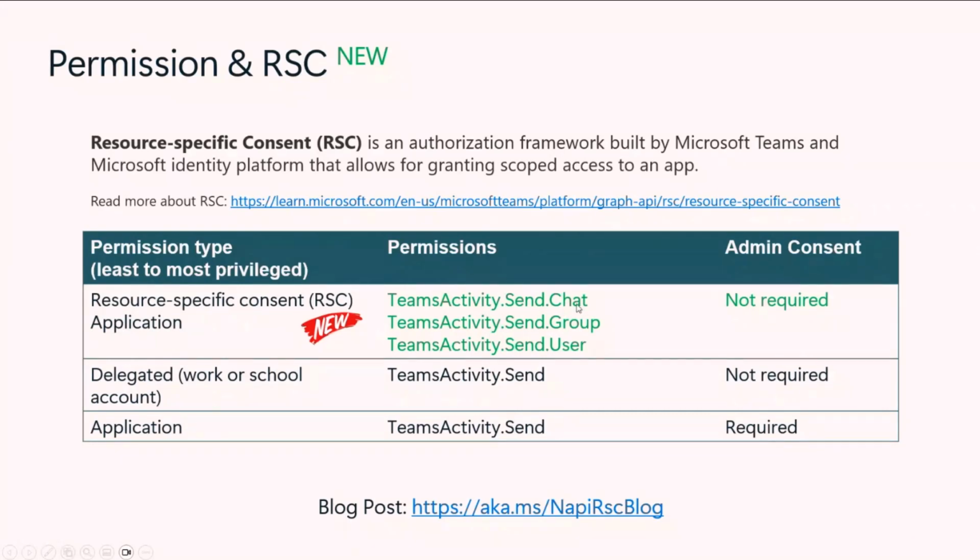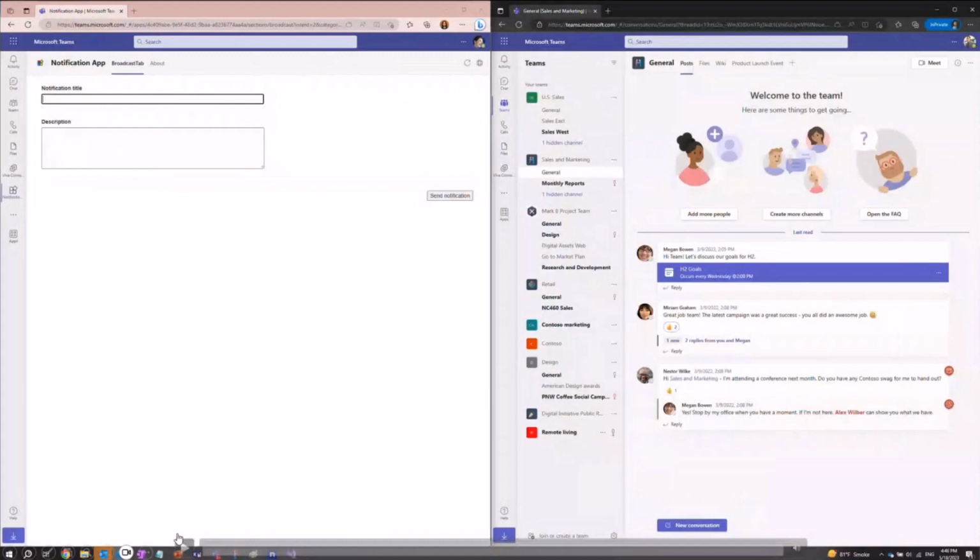As you can see, we support all chat, group and user scope permissions, and admin consent is no longer required when you use RSC application permission. We also support delegated and application as usual, but some of them may require admin consent before user can actually receive the notification. If you want to read more about RSC, click this link. It will bring you to an RSC overview. In addition to notification API, we support RSC for a lot more other APIs as well. We also have a blog post to talk about how you can use RSC with notification API, and you can access through aka.ms/napi RSC blog.